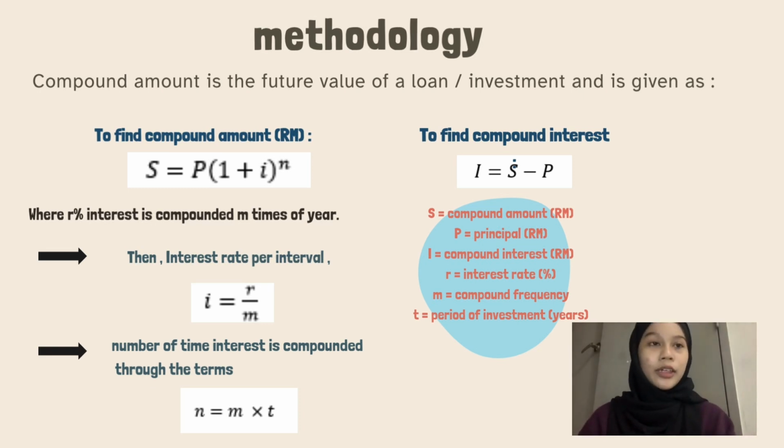Here, I want to explain the meaning of those terms. S is the compound amount in RM, P is the principal in RM, I is the compound interest in RM, R is the interest rate in percent, M is the compound frequency, and T is the period of investment in years.